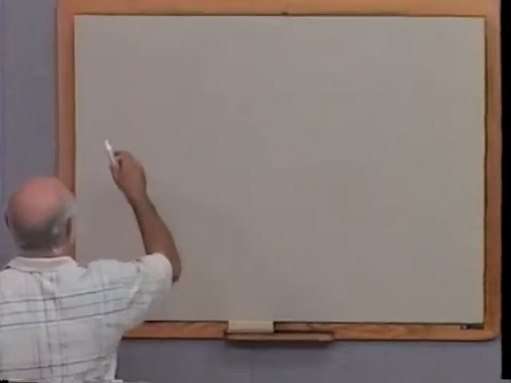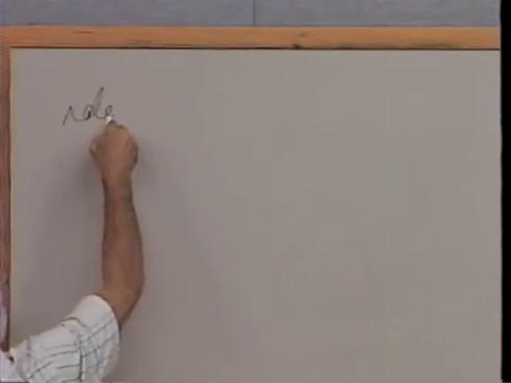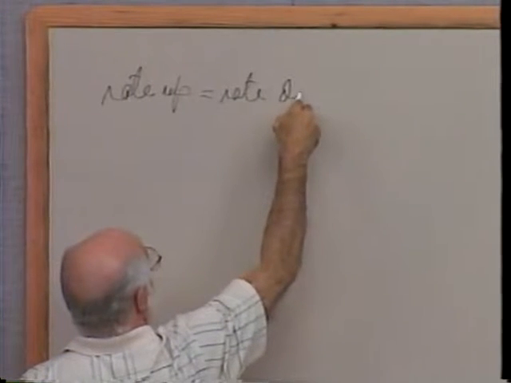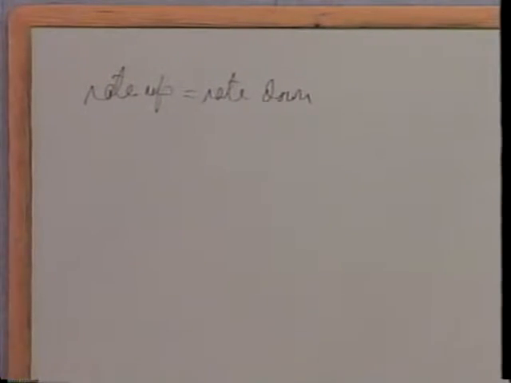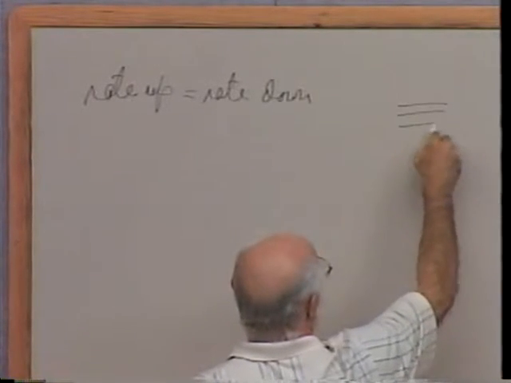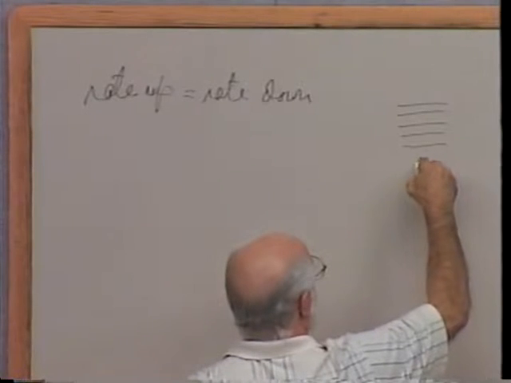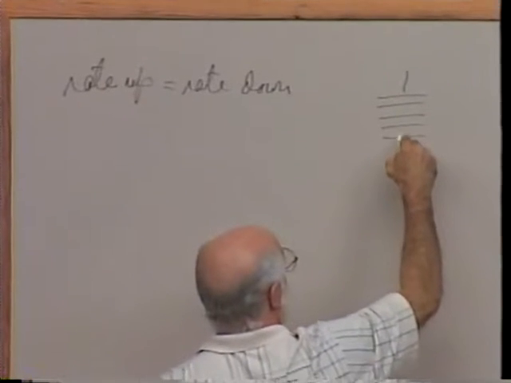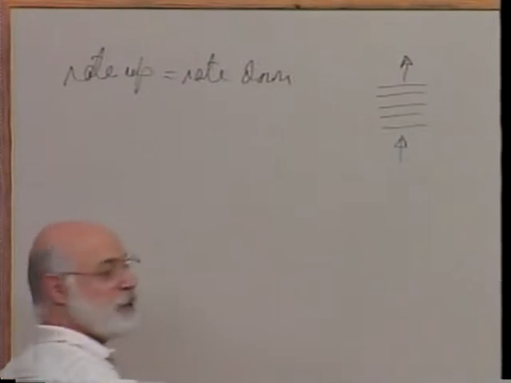Okay, so let me review where we were last time and then continue. What we were doing was looking at the method of rate up equals rate down. This was an intuitive method by which we could derive the state probabilities for a queuing system. The particular system we were looking at was one where we had a group of servers and customers arriving at random. And if the customers are blocked, that is, if they find all the servers busy, then they overflow.